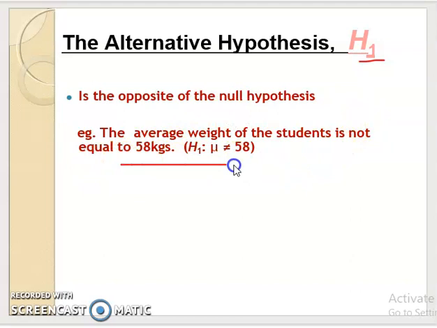And this statement is: the average weight of the student is not equal to 58. It is represented like this. H1, that is the alternative hypothesis: mu is not equal to 58. The other one is the null hypothesis, H0: mu is equal to 58. Okay, so this is the H0 statement, the null hypothesis, and this is the alternative hypothesis, H1. So there are two types of hypothesis, the null hypothesis and the alternative hypothesis.